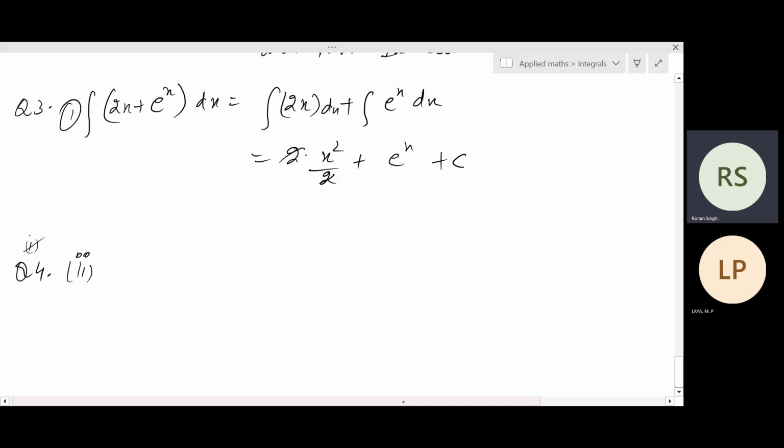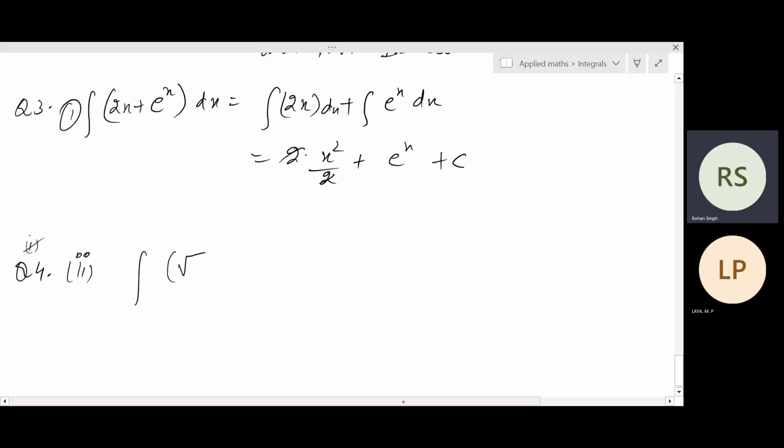Shall we skip the first part, because in the first part you just have to split everything, the integral over every term, and then just integrate. Yes, I will do that. Okay, so let's do the second one.